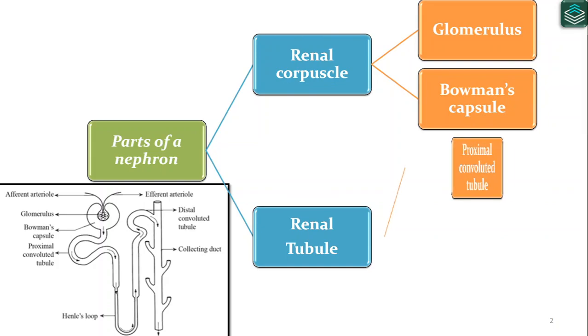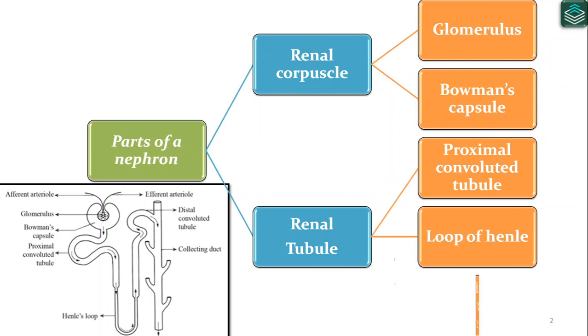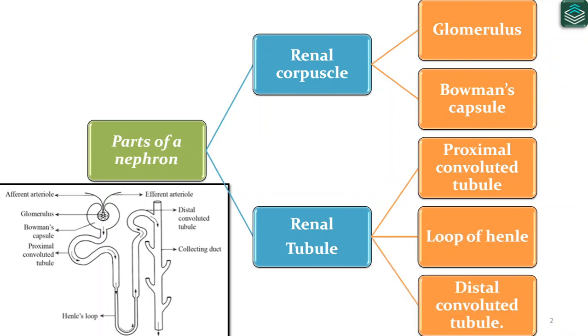The renal tubule has three parts: proximal convoluted tubule, loop of Henle, and distal convoluted tubule. Proximal means the tubule near the origin, that is, attached to the glomerular capsule. Distal means the tubule away from the origin. Convoluted means the tubule is tightly coiled.